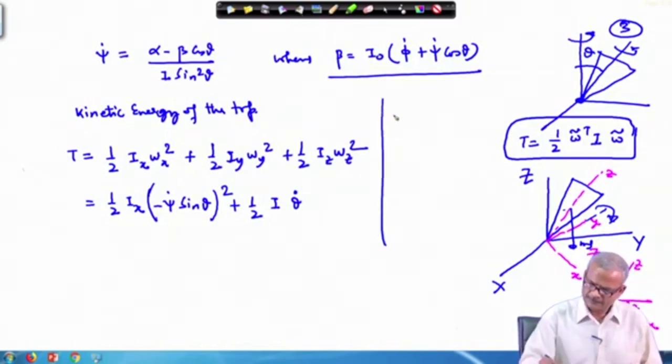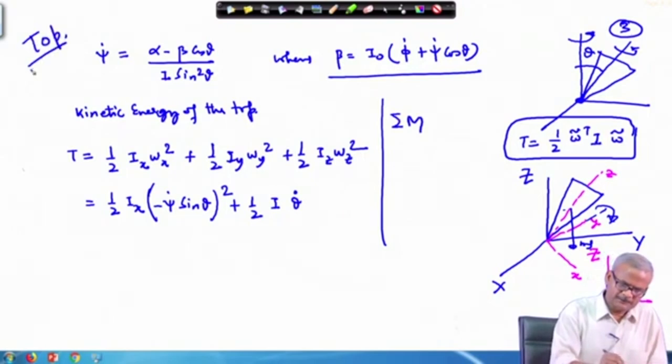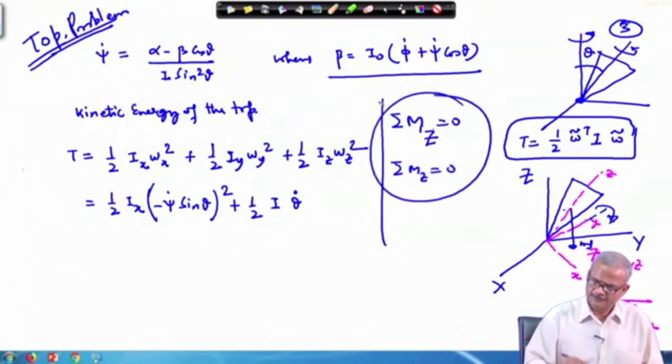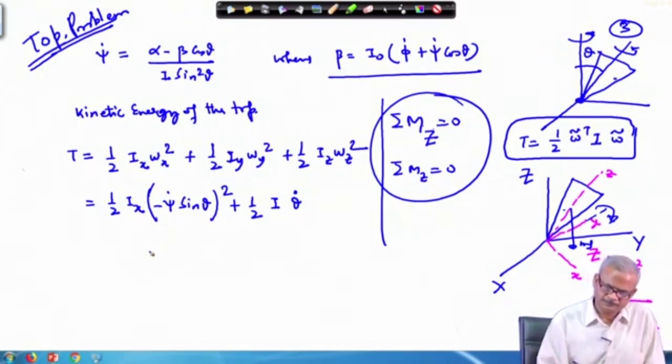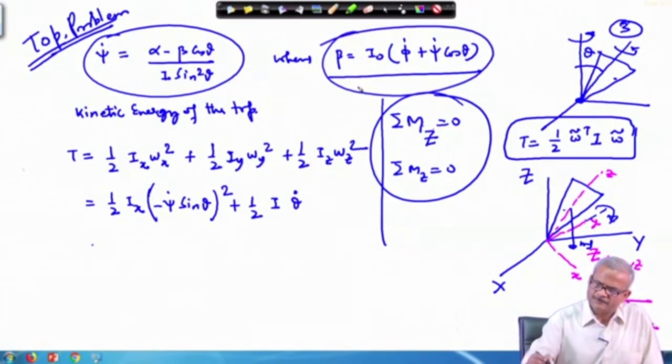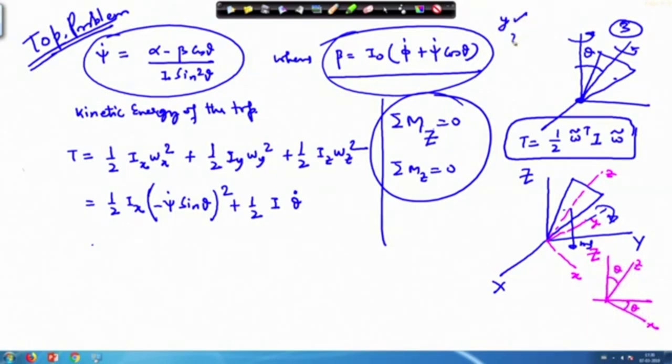So, here this is the top problem we are discussing. So, e m capital Z is also 0 and e m small z is also 0. And under this condition, we are going to derive this particular one and what we have got here. This also applies in this case for the torque, because along the y axis only the torque is acting, along the small z axis there is no torque, and therefore this condition is satisfied.